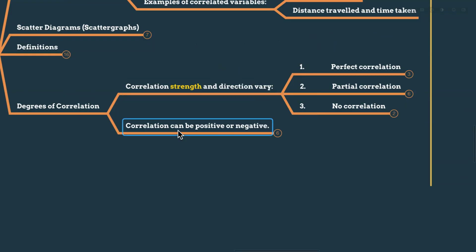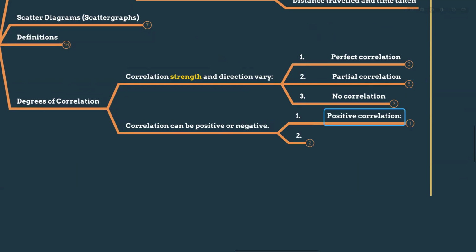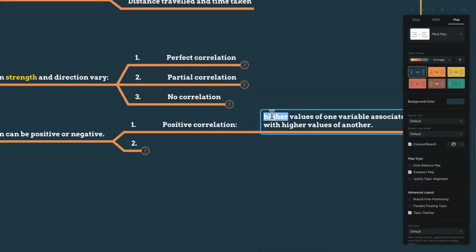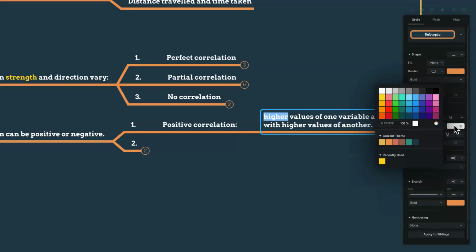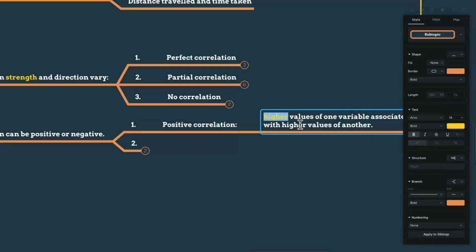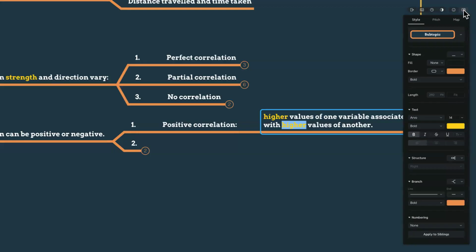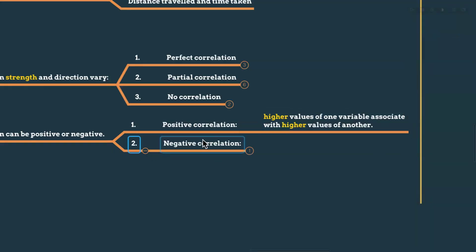So the correlation can be negative or positive as per our discussion right now. Positive correlation means higher values of one variable are associated with higher values of another. Again, I am repeating because so many times they ask these questions in your revision kit, and also in the final examination. The higher values of x are associated with the higher values of y, that is positive correlation.